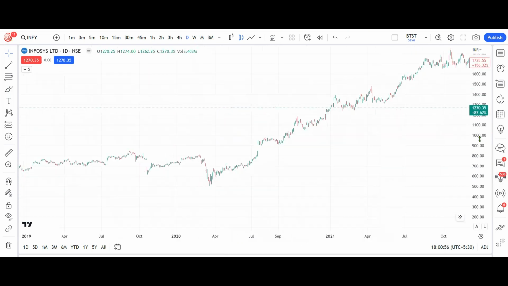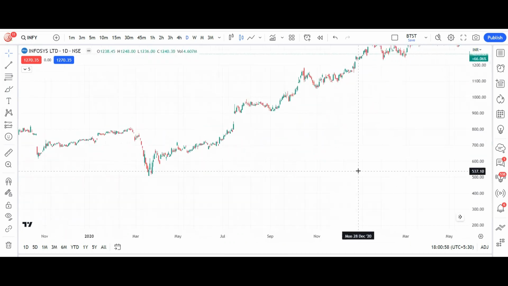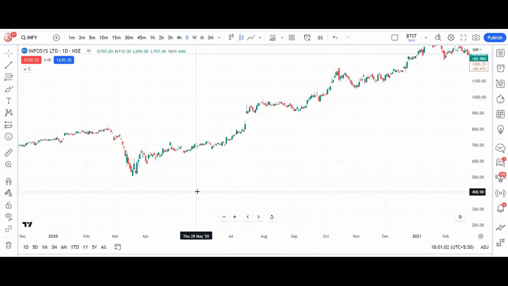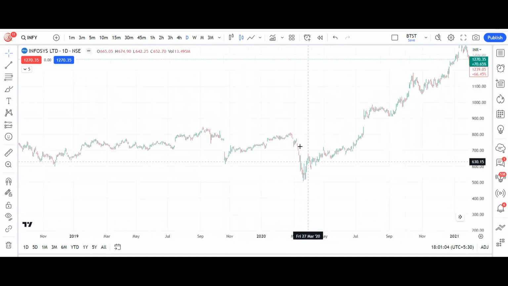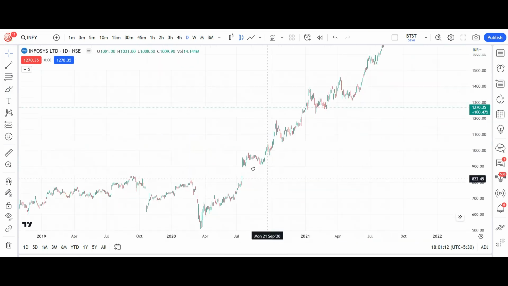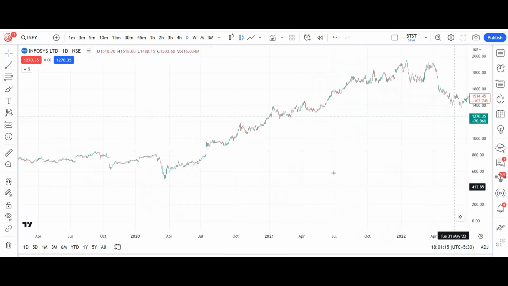This was a major fall. All of you remember this date, right? COVID. So we're going to take the high and the low of this because this is the swing that has happened. So let me show you how to do it.